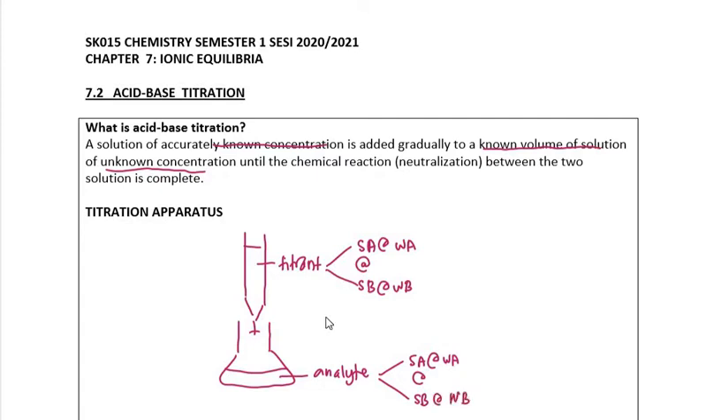From the definition of acid-base titration, a solution of accurately known concentration is added gradually. That means for the titrant, the molarity is known. Also, the volume can be known. It is added to a known volume of solution. So for the analyte, the volume will be known, while the concentration is unknown. So we can determine the concentration of this analyte.